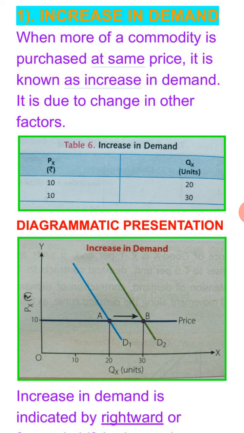सो व्हाट वी कैन सी, A से हम लोग B की तरफ जा रहे हैं, तो हम लोग किस तरफ जा रहे हैं? डायरेक्शन देखेंगे बेटा, इट इज़ द राइटवर्ड. सो वी कैन से इट इज इंडिकेटेड एज राइटवर्ड और फॉरवर्ड शिफ्ट इन डिमांड कर्व. ठीक है, जब भी हम लोग इंक्रीज इन डिमांड की बात करेंगे तो हमारे माइंड में एक इमेज आनी चाहिए एंड दैट इज अबाउट द राइटवर्ड और द फॉरवर्ड शिफ्ट इन डिमांड कर्व.